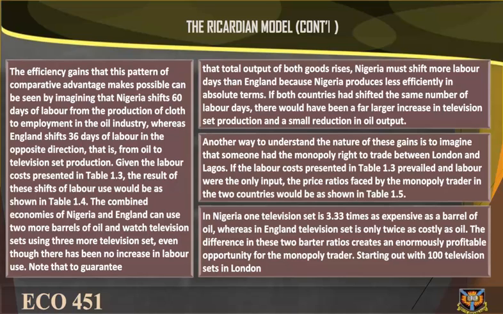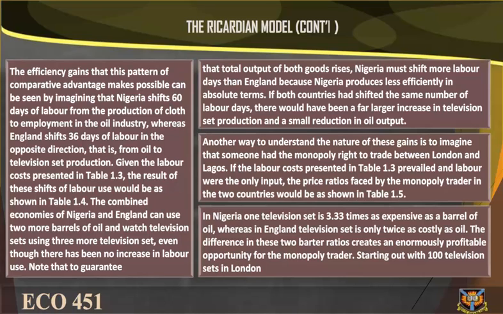Given the labor cost presented in Table 1.3, the result of this shift of labor use would be as shown in Table 1.4. The combined economies of Nigeria and England can produce 2 more barrels of oil and 3 more television sets, even though there has been no increase in labor use.